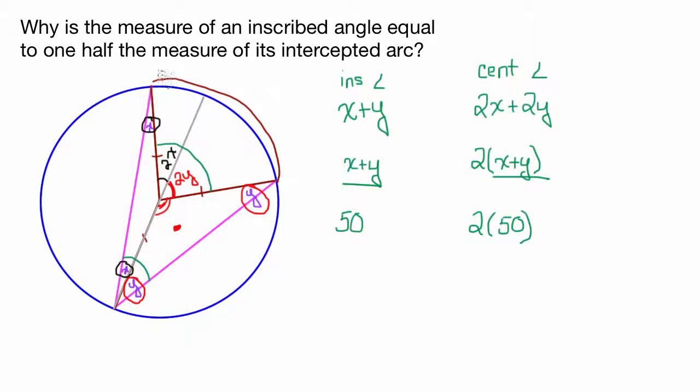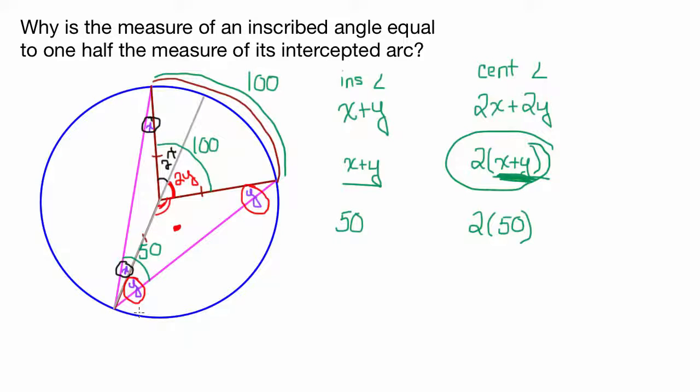So therefore, since the measure of the arc is equal to the measure of the central angle, the arc is going to be 100. The central angle is going to be 100. And since the measure of the central angle is twice the measure of the inscribed angle, we know that this must be 50. So there's your proof right there. You just use that exterior angle theorem where the sum of the two remote interior angles equals the measure of the exterior angle, and you end up with 2y, 2x, and then it's x and y for your inscribed angle. That's pretty cool.